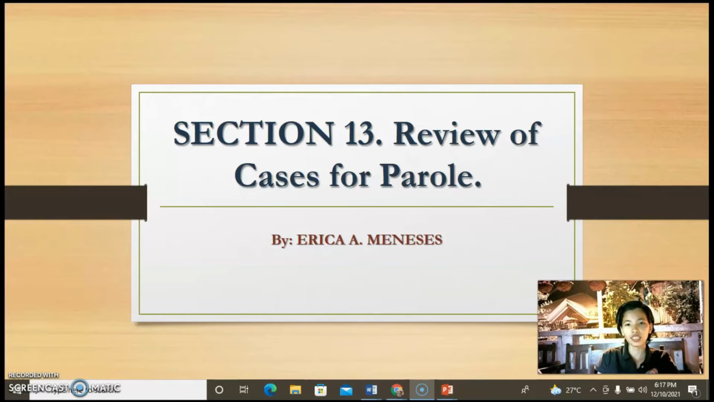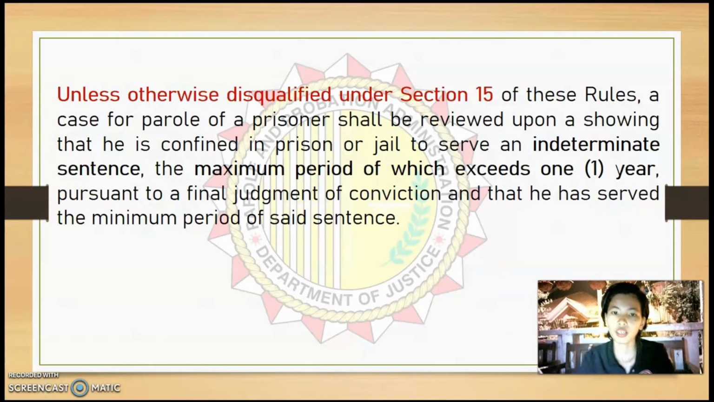Good day, I am Erica and today I will be discussing Section 13, Review of Cases for Parole, under the Probation Rules and Regulations. Unless otherwise disqualified under Section 15 of these rules. Later on, one of my groupmates will explain Section 15.